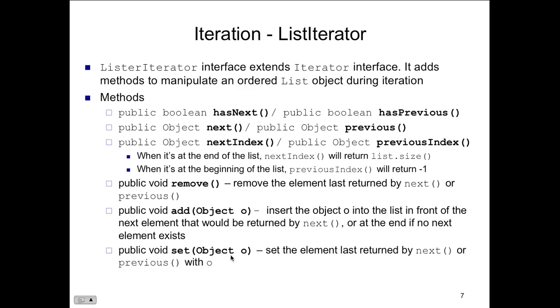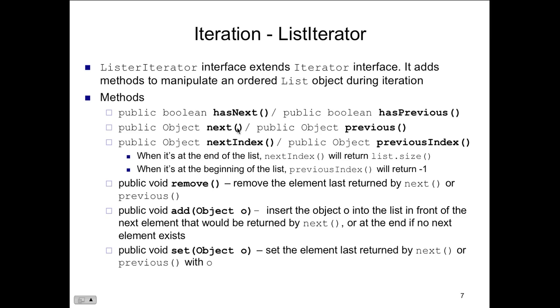So the iteration for the list iterator is a slightly different interface. It's the same concept of the iterator. It's a ListIterator interface that extends Iterator. So it's an extension off of the generic iterator interface. It adds methods to manipulate the order of the list. So the list iterator is a specialization, just the same way as an instructor is a specialization of a person. Actually, it's of an employee, which is a specialization of person. If you follow that hierarchy, it's assignment number 2.